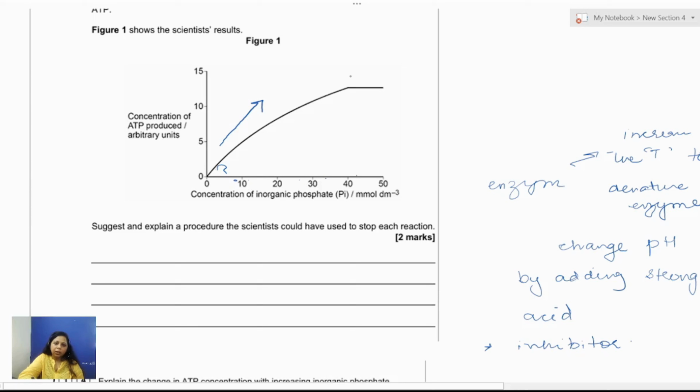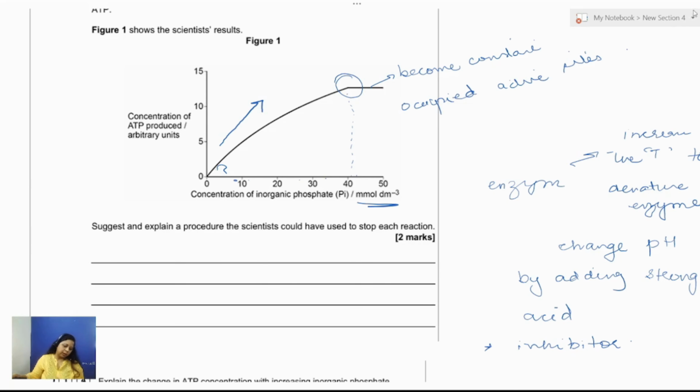This is the basic thing. Now the optimum point. What is the optimum point? At 40 millimoles per cubic decimeter, the concentration is now constant. Why does it become constant? Because all the active sites are occupied. Great. Or we can also mention that the concentration would become the limiting factor.